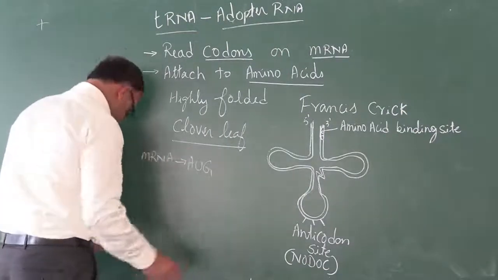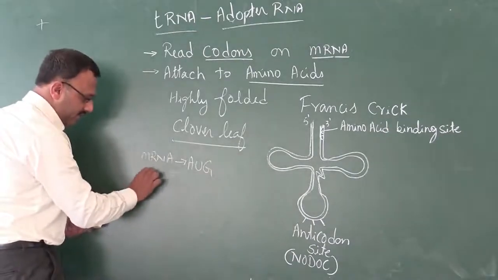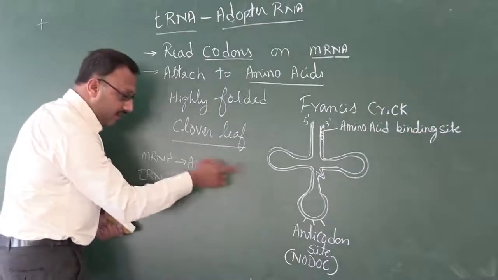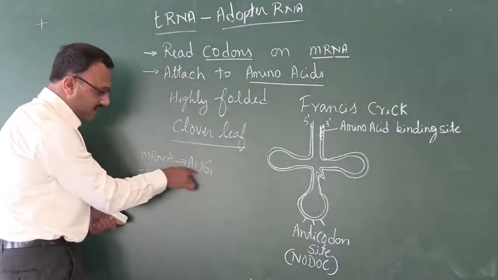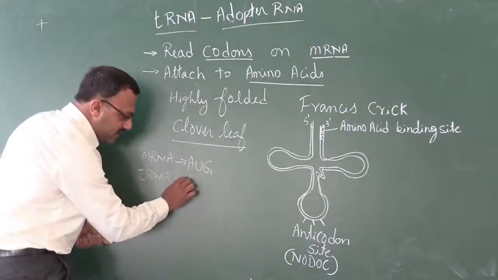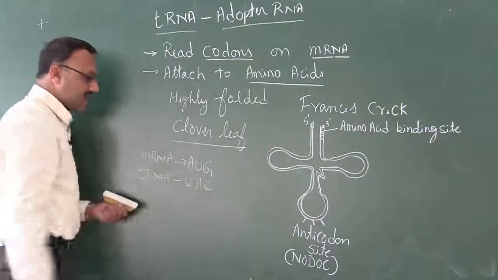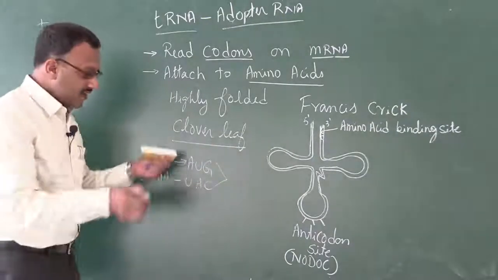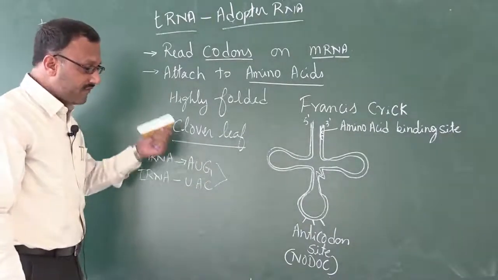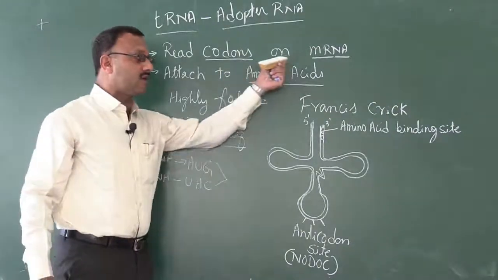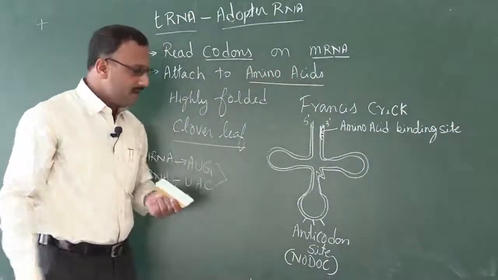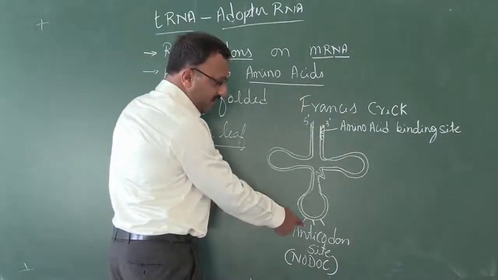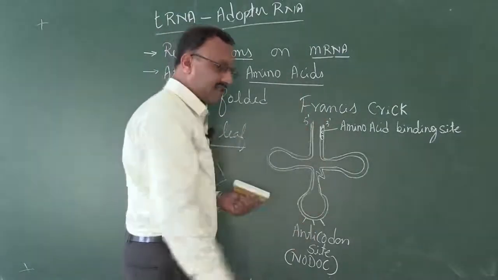The code present in tRNA is in the form of an anticodon, which is complementary to the codon present on mRNA, that is UAC. This complementarity or base pairing is one of the major features to read the codes present on mRNA. Similarly, the opposite end of this is called the amino acid binding site.